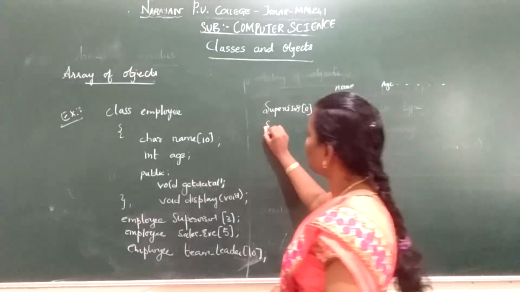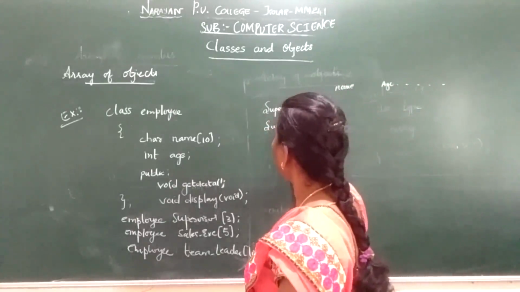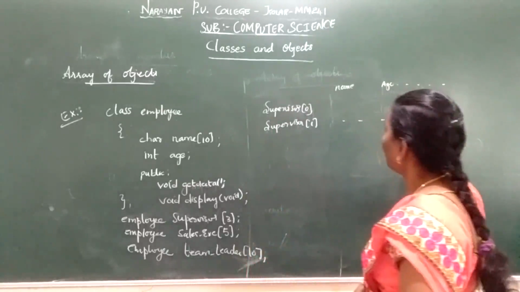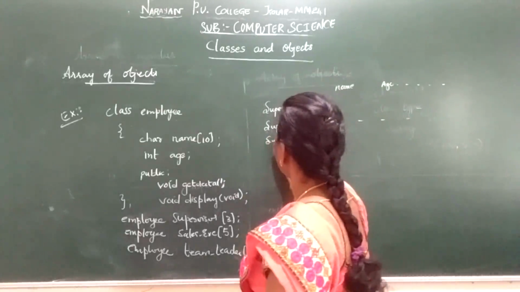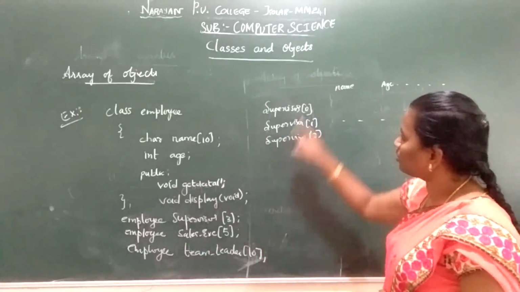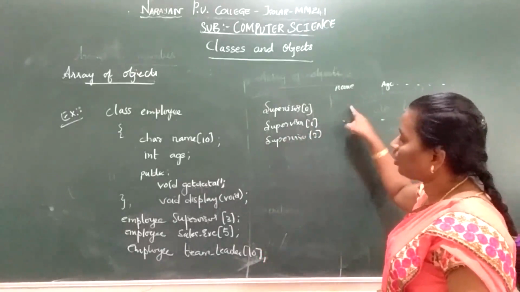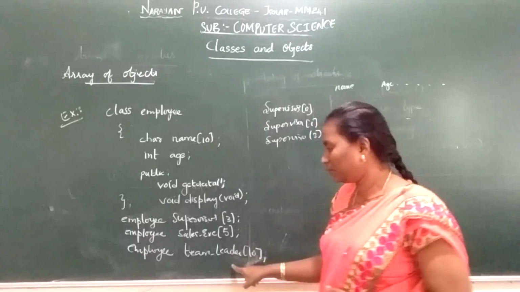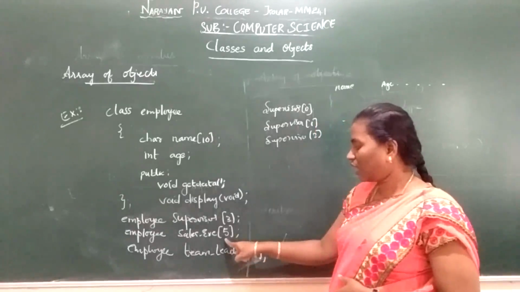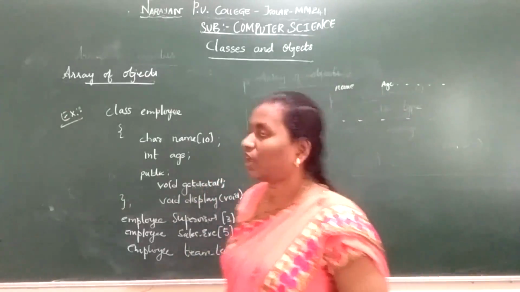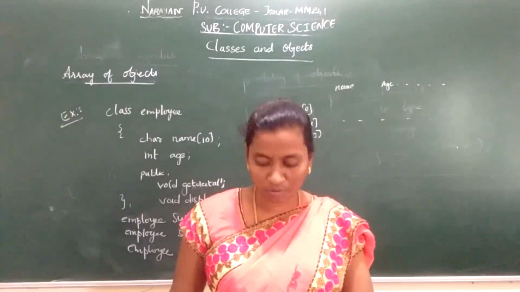Next, if I want to maintain the same for supervisor 1, again name, age, all his details. Next, supervisor 2. So 3 means 0, 1, 2. Like this we maintain an array of objects. Similarly for sales executive, similarly for team leader. This is an array of size 5, this is an array of size 10. So this is an example of how to create an array of objects.